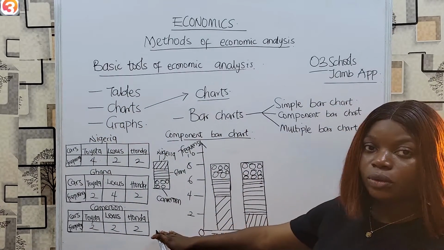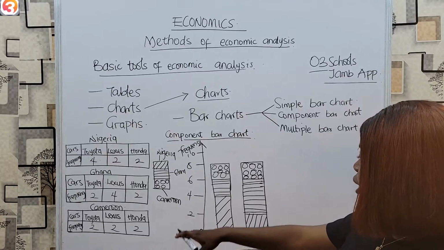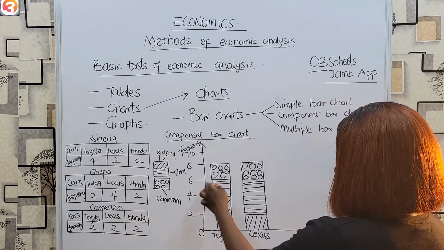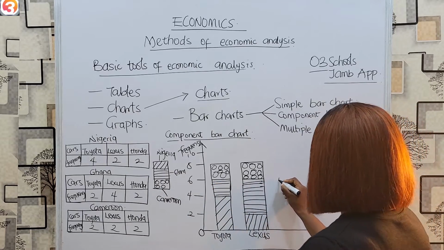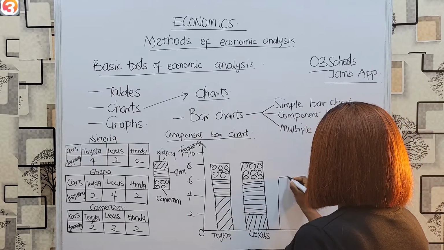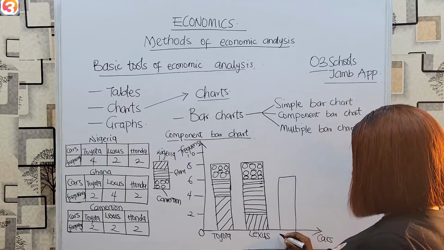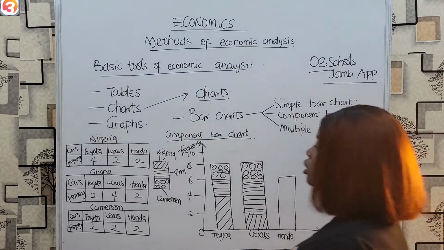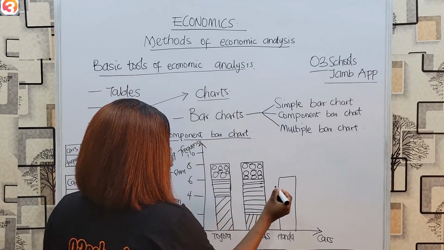Now let's look at the last one we have, which was Honda. So we're drawing the last bar for Honda. 2 plus 2 plus 2, this is 6. So we know that our bar will be standing at its highest point, which is 6. So this is Honda. So now the frequency of Honda in Nigeria is 2.